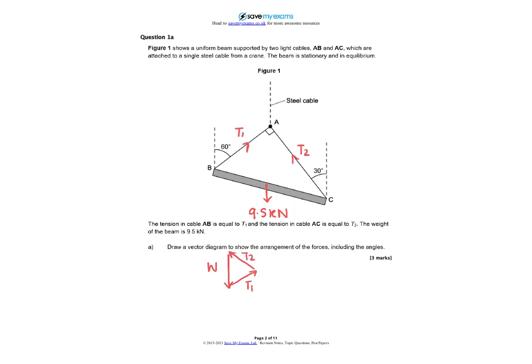It does say to include the angles. The angles that you've got is T1 is at 60 degrees to the vertical, so you can squeeze a 60 degrees in there. And T2 is at 30 degrees to the vertical, so this will be 30 degrees. It's a bit small there, so I'll do it a bit bigger. And you should end up with a right angle in your leftover corner.